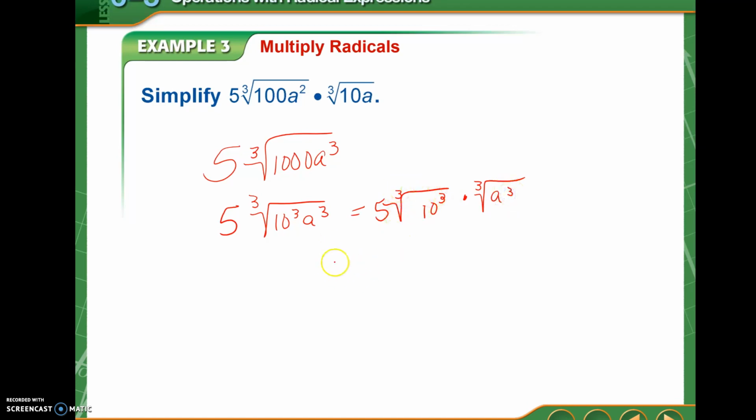So the cube root of 10 cubed would just be 10, and the cube root of a cubed would just be a. And then go ahead and multiply that, and we get 50a.